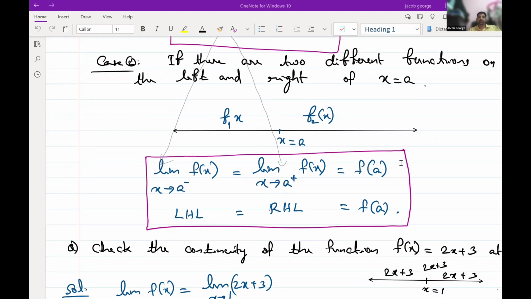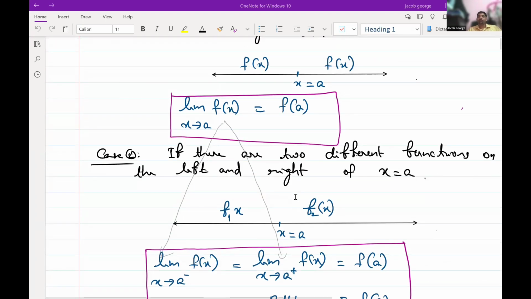Like this, limit x tends to a minus f of x must be equal to limit x tends to a plus f of x equal to f of a. LHL is equal to RHL equal to f of a. Then we can write the function is continuous at x equal to a. Is that clear? The two definitions.